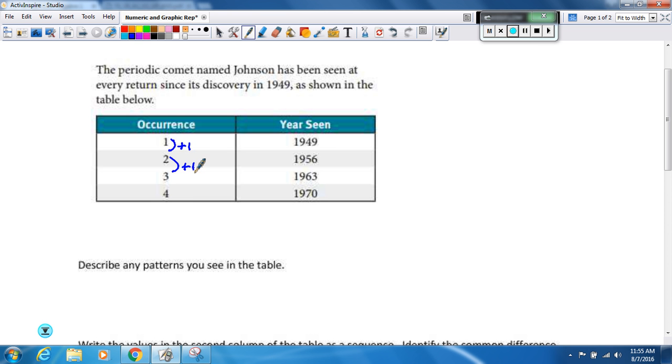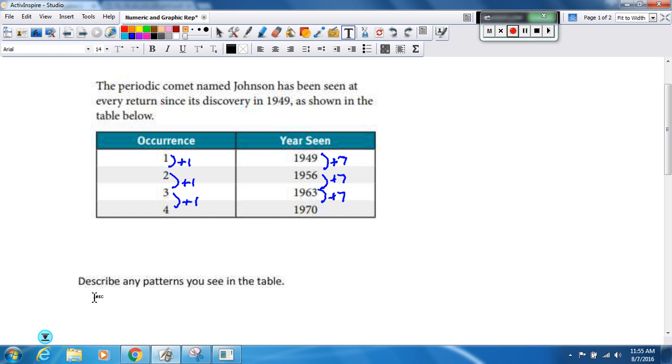2 to 3 is +1. 3 to 4 is +1. The years seen, those are increasing by 7. If you add 7 to 49, you get 156. 156 plus 7 is 163, plus 7. So that is the pattern that you see in the table. The year increases by 7.